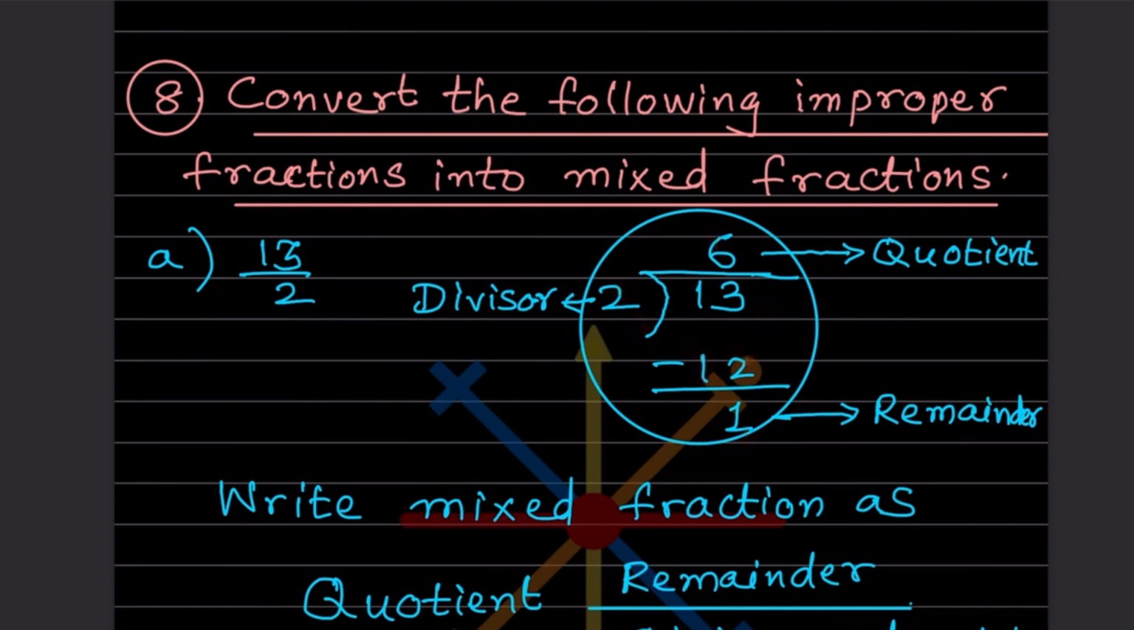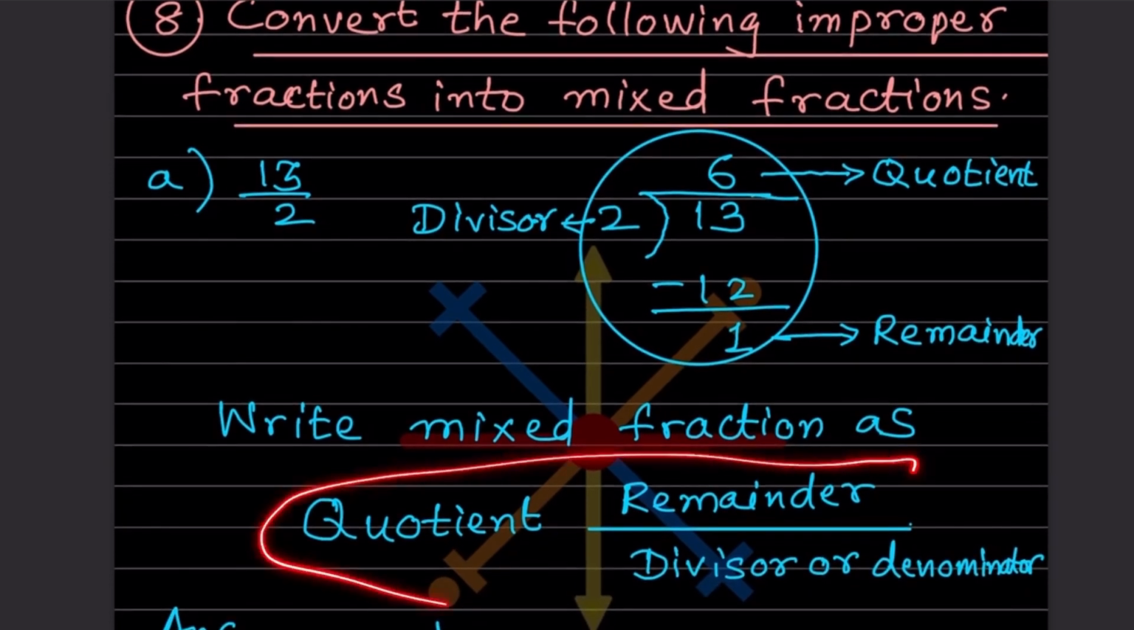So you know this is the quotient, this is the remainder and this is the divisor, and for this one, this is the dividend, isn't it? So you should know all these things. Sometimes they ask you, what is the quotient and what is the remainder. So you should know what is the quotient and what is the remainder. So a mixed fraction is nothing but, just keep this in mind.